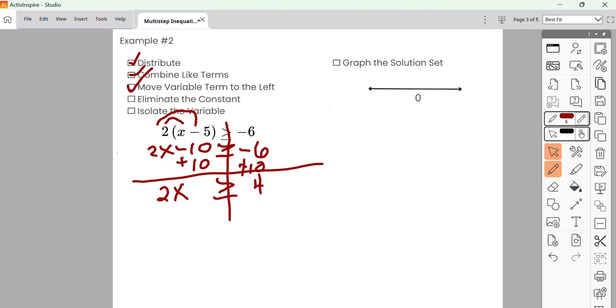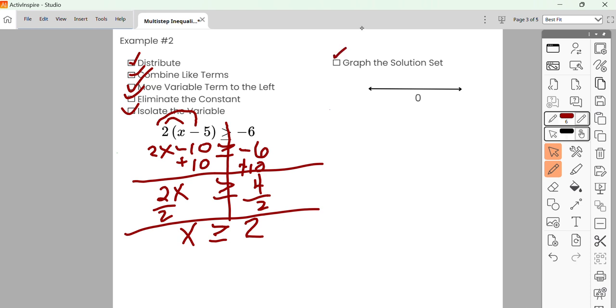Make sure to use Desmos. Now we already eliminated the constant. Let's isolate the variable. So we've got a 2 in front of that x, and it's being multiplied. So we're going to divide each side by 2. Draw a line because we've got a calculation to do. 2 divided by 2 is 1, so that leaves us an x. We did not divide or multiply by a negative, so our inequality stays the same direction. And 4 divided by 2 is 2.